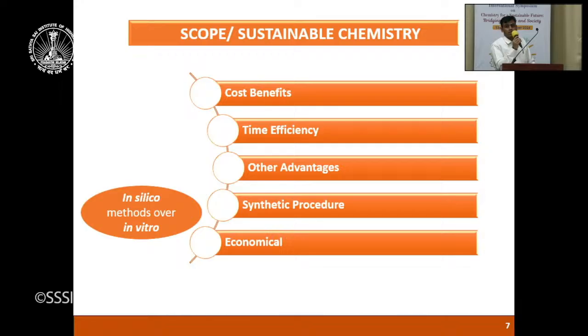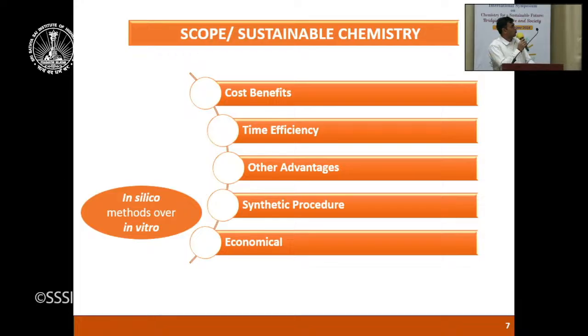Drug repurposing can be sustainable in terms of cost benefit, like it has cost reduction, utilizes existing drugs, and time efficiency, like it skips phase 1 clinical trial and accelerates availability of treatment. Other advantages: safety profile already exists, reduced risk associated with developing entirely new drugs, faster evaluation in clinical trials.